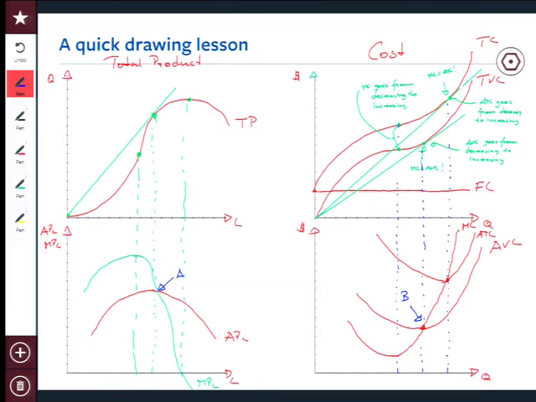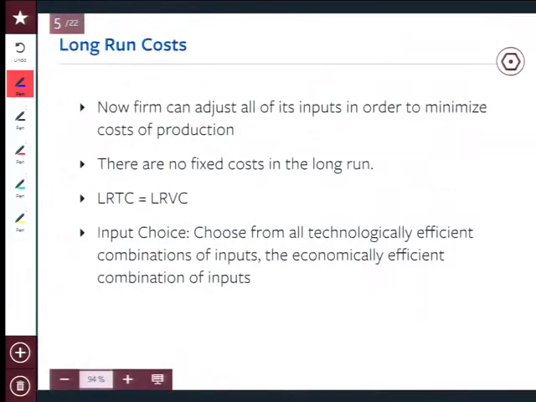That was not a really quick drawing lesson. That was like a 40-minute drawing lesson, but a good one. So we got that. So that's it for the short run, really. What we're going to do now is move into the long run. The long run's pretty exciting, and creates some complications, but we have to think about it, right?